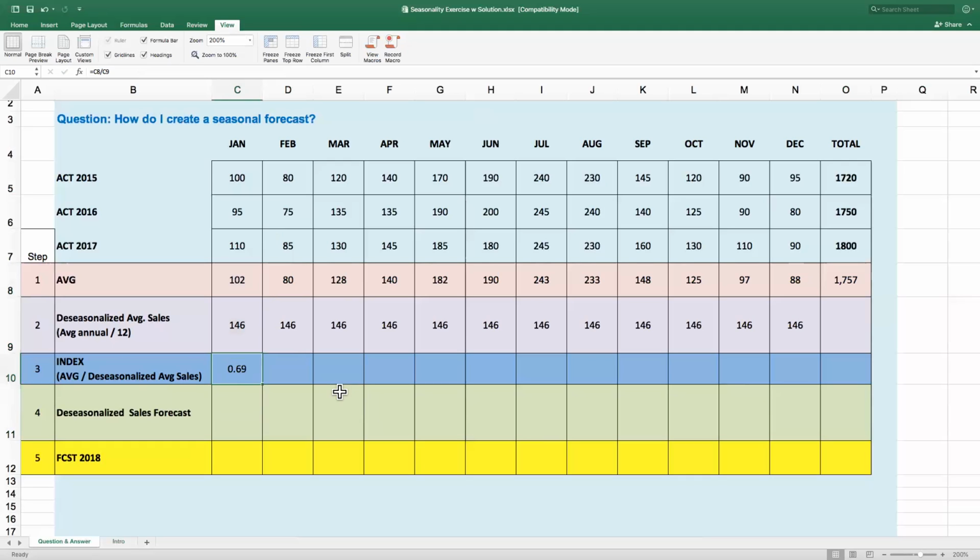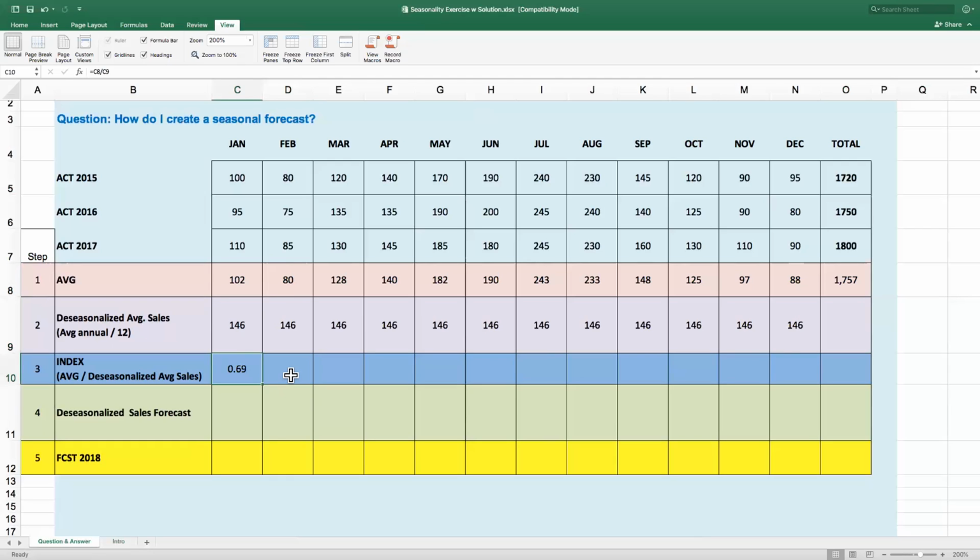So 0.69, you could say that in the month of January, we sell 69% of the average monthly units. The average monthly units over all the 12 months, if we just keep it consistent, is 146. But 102 is less than 146. It actually is 69% of 146. Hopefully that makes sense: all we're doing in this index is getting a benchmark of where we typically sell in relation to the very simple average of all the months, right? And the average of all the months is 146.